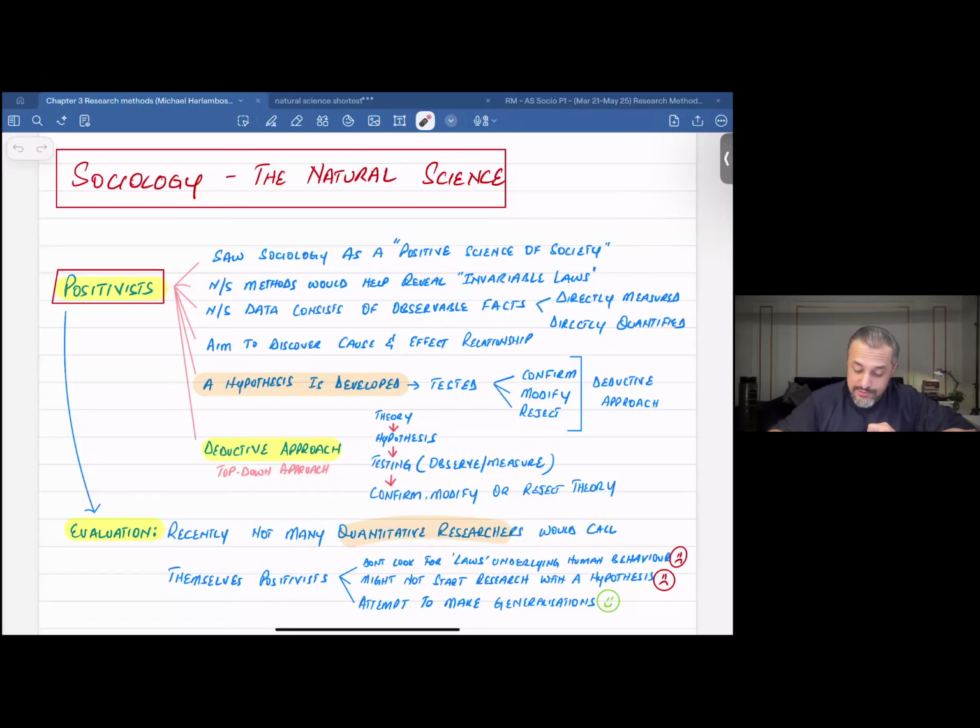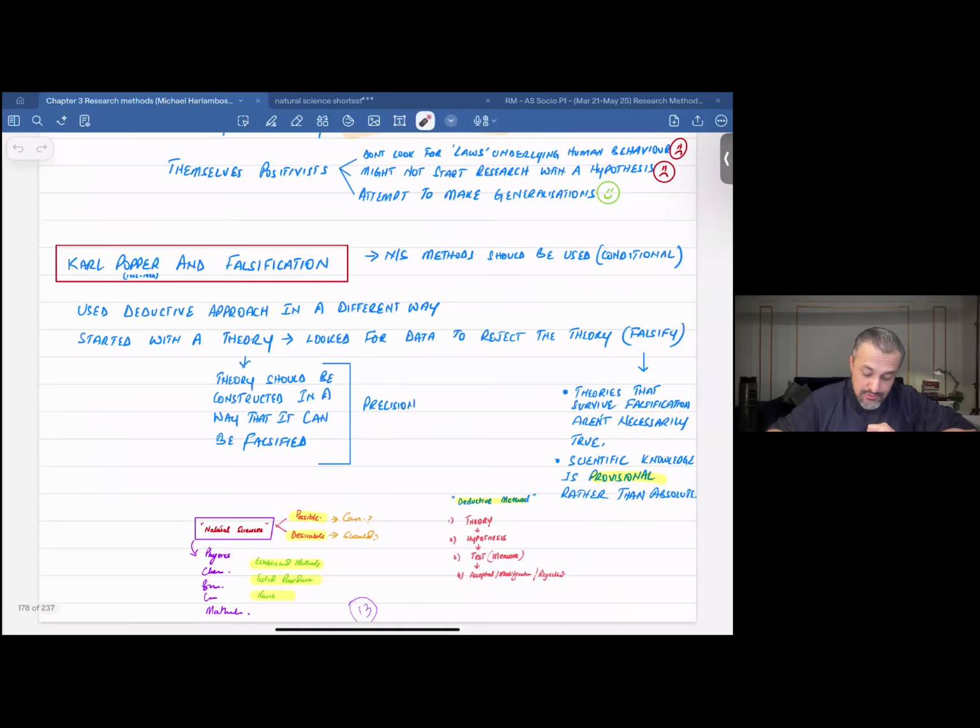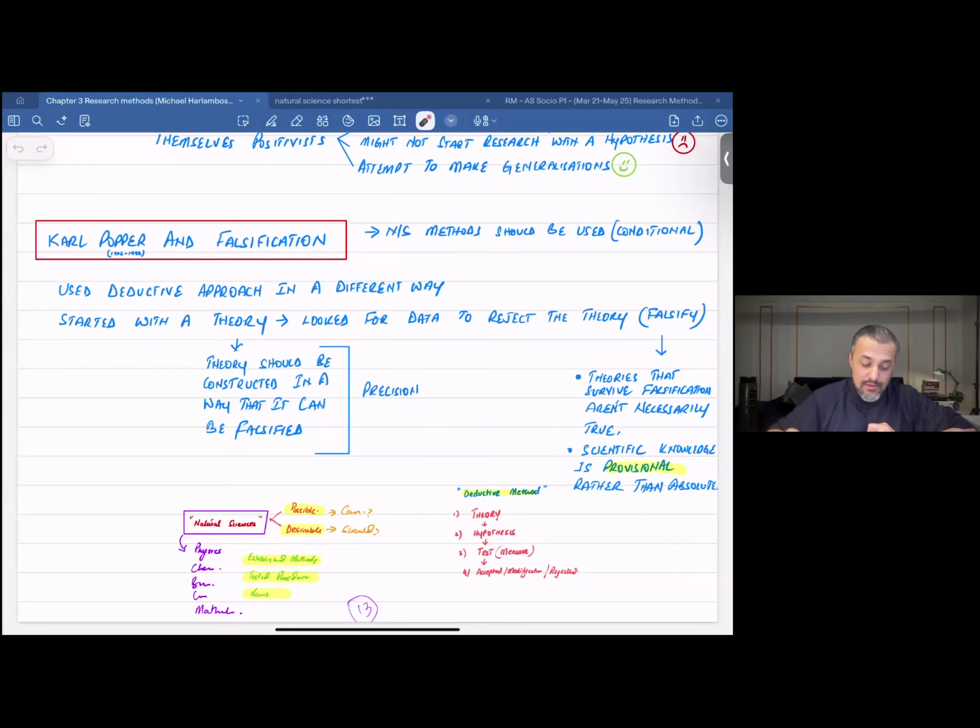So if you're done with this, let's quickly move on to another theorist here, referred to as Popper, Karl Popper. Karl Popper, born 1902, died 1994. According to Karl Popper, if you have a look at what Karl Popper has to say, even Karl Popper believed that natural science methods should be used in scientific research.